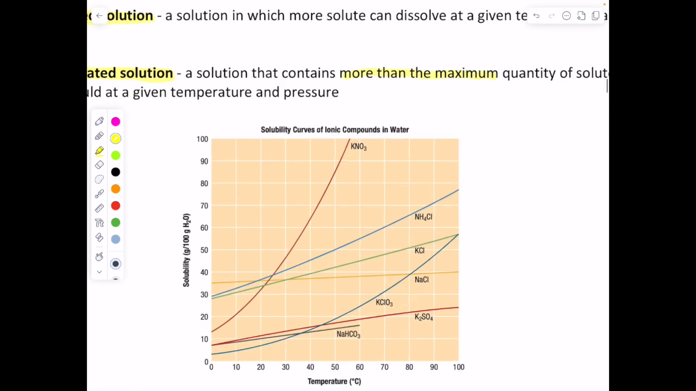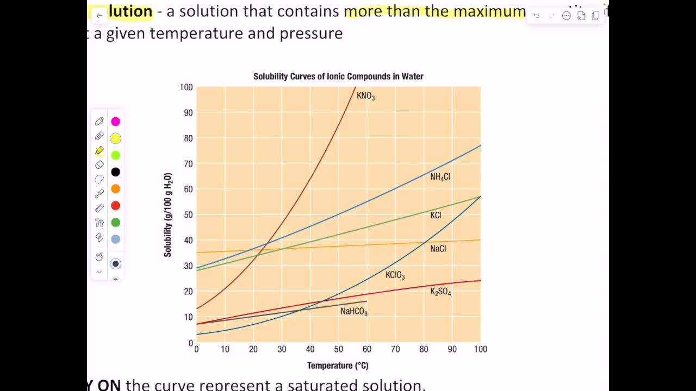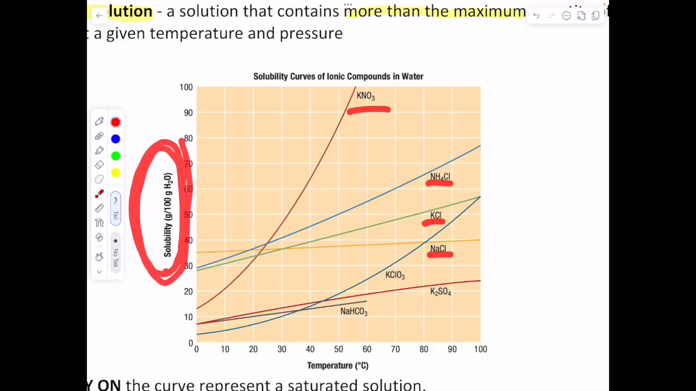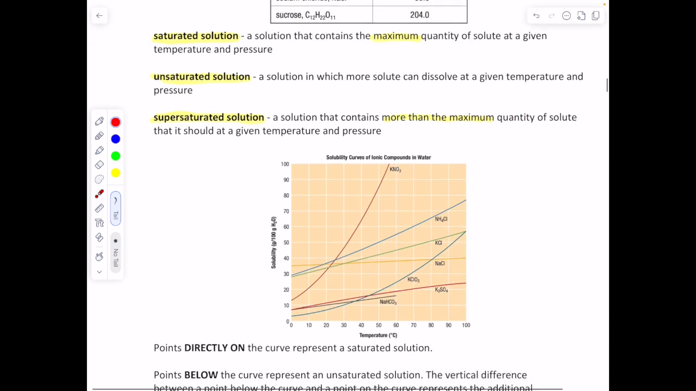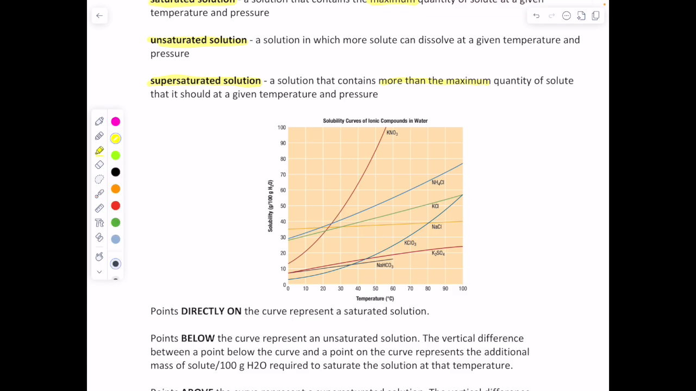Take a look at this figure. This figure shows the solubility in grams per 100 grams of water of various substances at various temperatures. And we can use this graph to determine the type of solution that will form for a given amount at a given temperature for different compounds. Points directly on the curve represent a saturated solution.